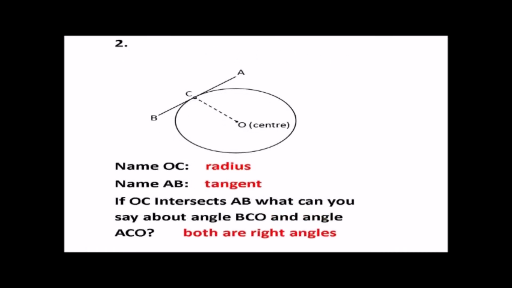And number 2. Again, OC is the radius, AB is a tangent, and if OC intersects AB, what can you say about angle BCO and angle ACO? Both of them are right angles. So if a radius intersects a tangent, it intersects it at an angle of 90 degrees, at a right angle. So you have to remember that.